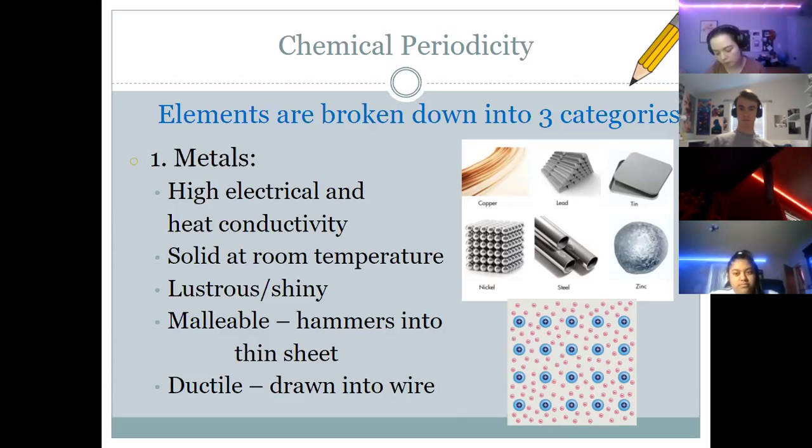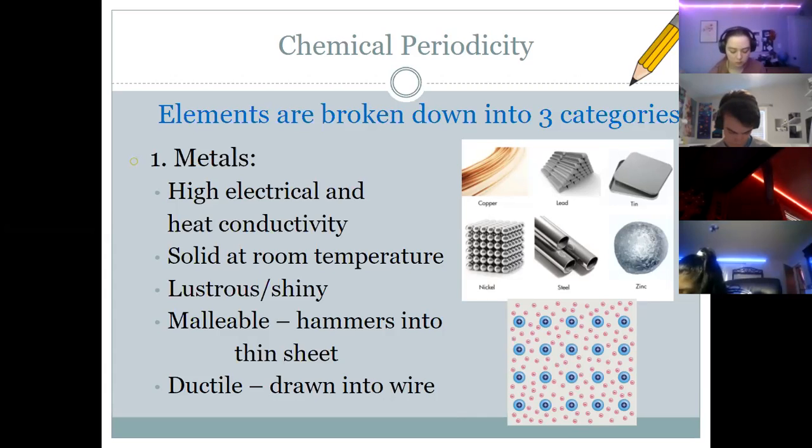They're going to be very lustrous and shiny, which just means they are bright. And malleable, that means you can mold them and bend them. Even if it takes a little bit of work, like taking a hammer, you can put them into thin sheets. The key is you can mold metal and it won't break. You can bend it and it won't break. It's very durable. And then it's also ductile.